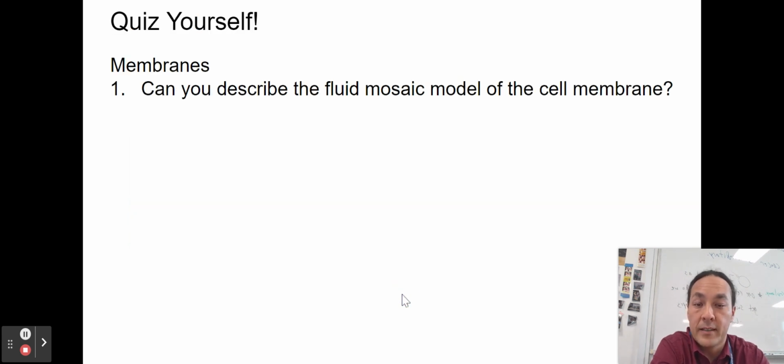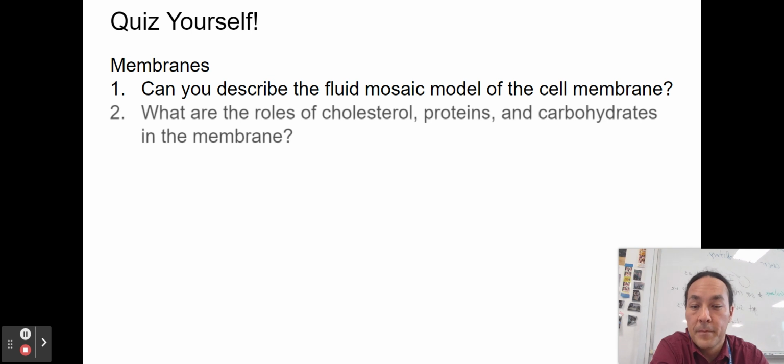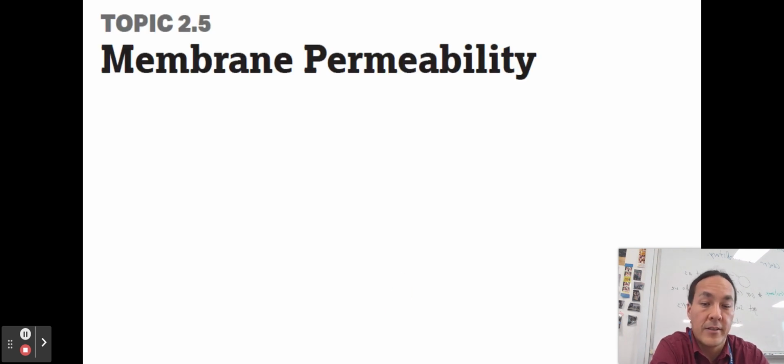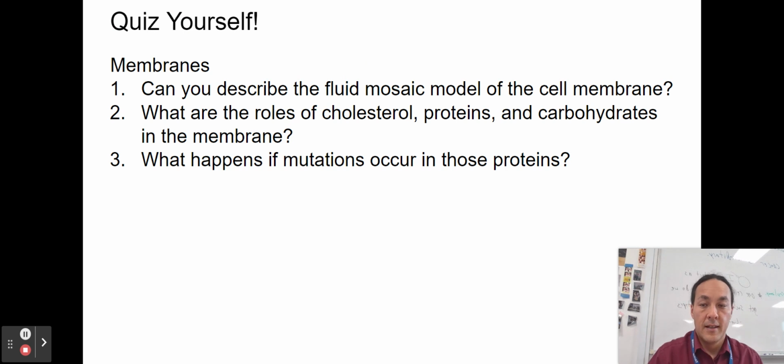All right, quiz yourself for membranes. Can you describe the fluid mosaic model of the membrane? What are the roles of cholesterol, proteins, and carbohydrates? What happens if mutations occur in those proteins?